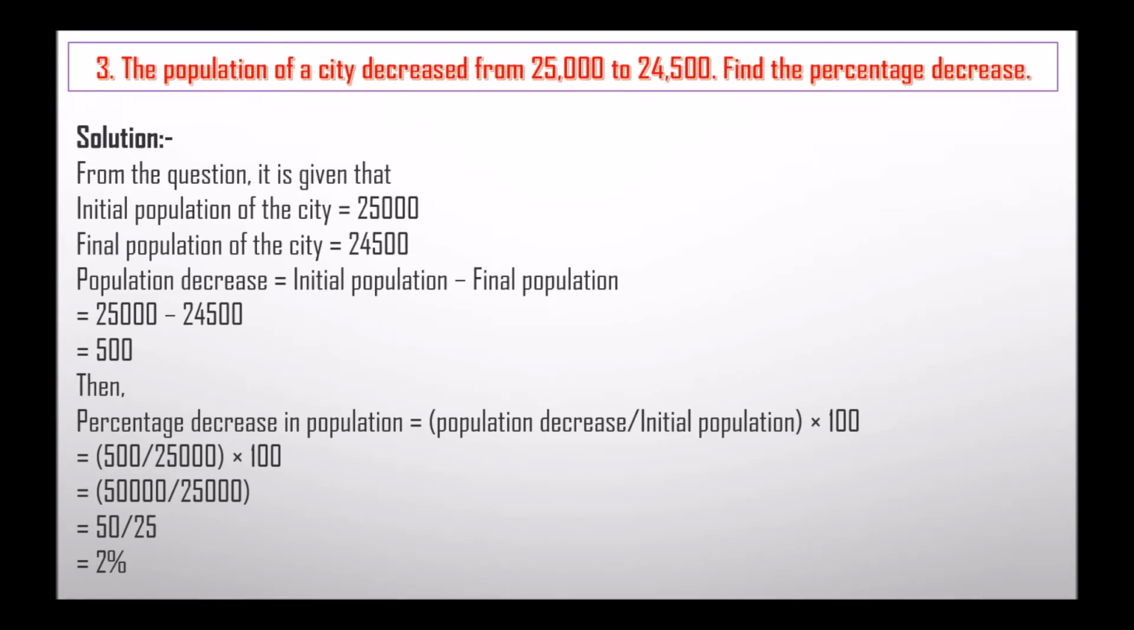Percentage decrease in population equals population decrease upon initial population into 100. So 500 upon 25,000 into 100, that is 50,000 upon 25,000. That is 50 upon 25, that is 2%.